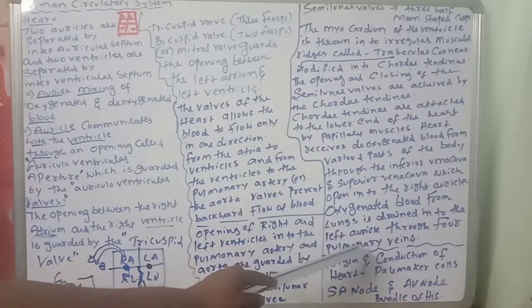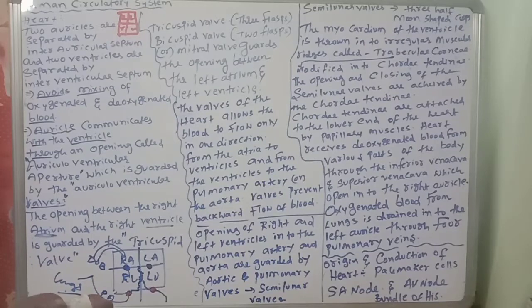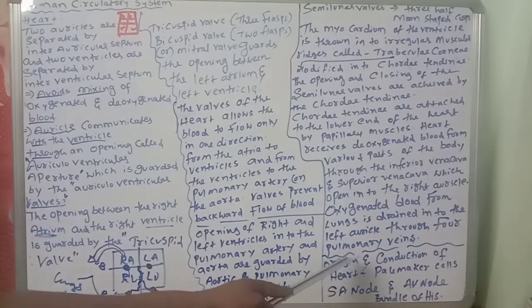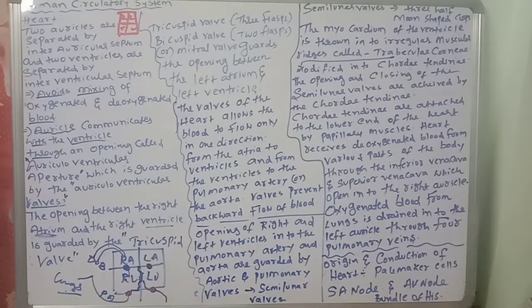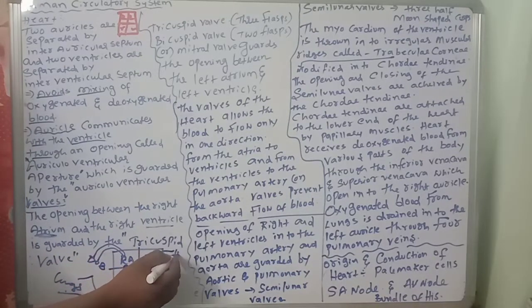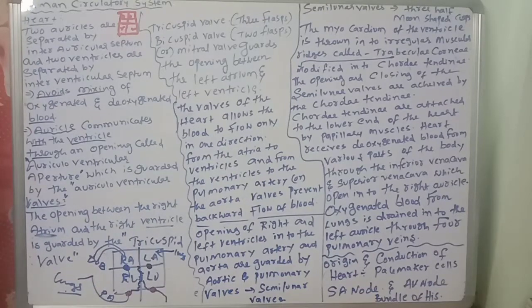Oxygenated blood from the lungs is drained into the left auricle through four pulmonary veins. This is very important. What is the function of the pulmonary artery? The pulmonary artery carries the deoxygenated blood from the heart to the lungs. What is the function of the pulmonary vein? The pulmonary vein collects the oxygenated blood from the lungs to the heart.